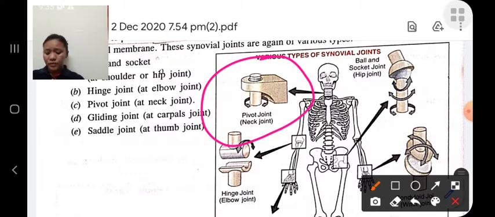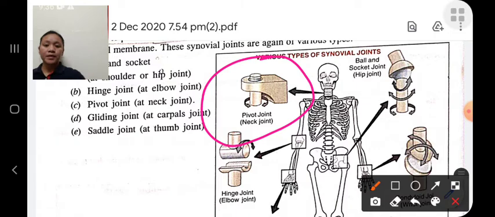Gliding joint: the bone surfaces that hold the joint together are flat, for example the carpal joint. Saddle joint: the movement takes place at two axes and allows movement in two directions, for example the joint of the thumb.